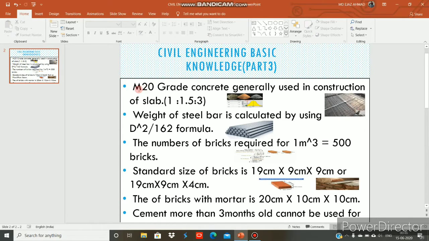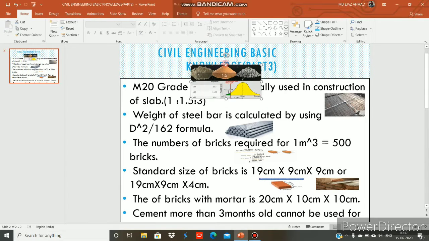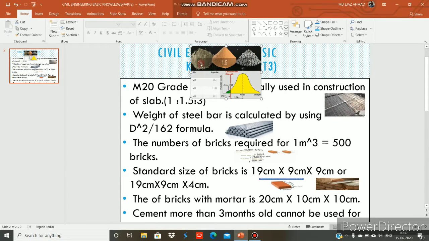Our first point is: M20 grade concrete is generally used in construction of slab. The ratio of M20 is 1:1.5:3. We can see here, this is your ratio. This is cement, this is fine aggregate, and this is coarse aggregate. This is the ratio of M20 grade concrete.